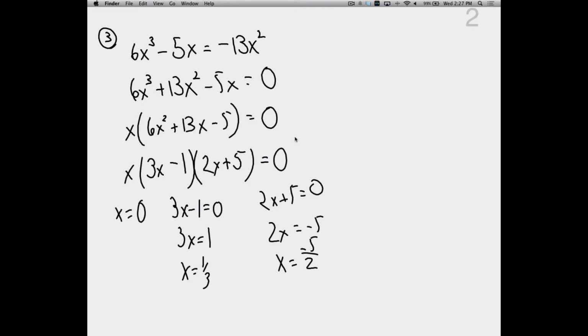Okie doke. All right. Number 4. How many answers? 2, because it's a quadratic.